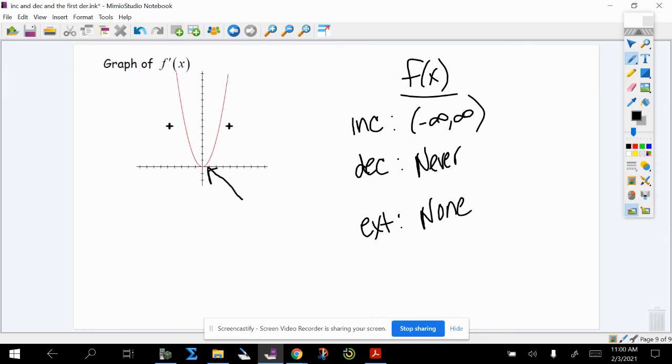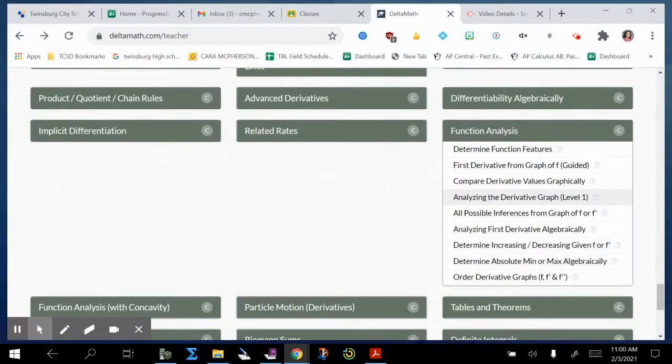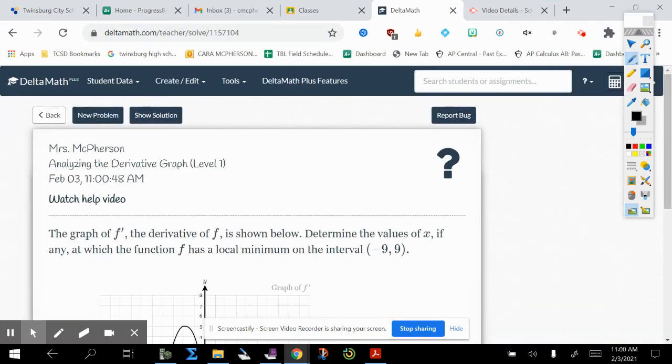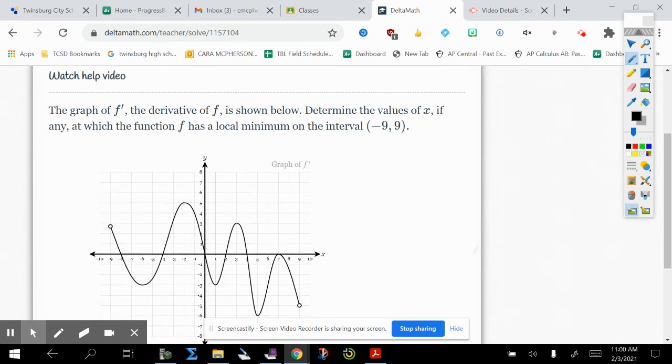We would call this a critical value because it does have a place where the derivative equals 0. It touches that x-axis, but it does not switch signs. And sometimes they'll ask that. They will ask, is there a place where you have a critical value, but you don't have an extrema? So on Delta Math, just to give you an idea, they're not going to ask you everything. They're going to ask just certain things.